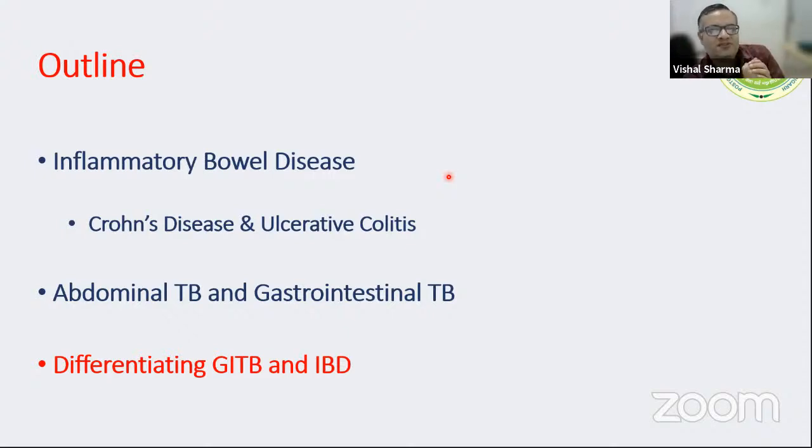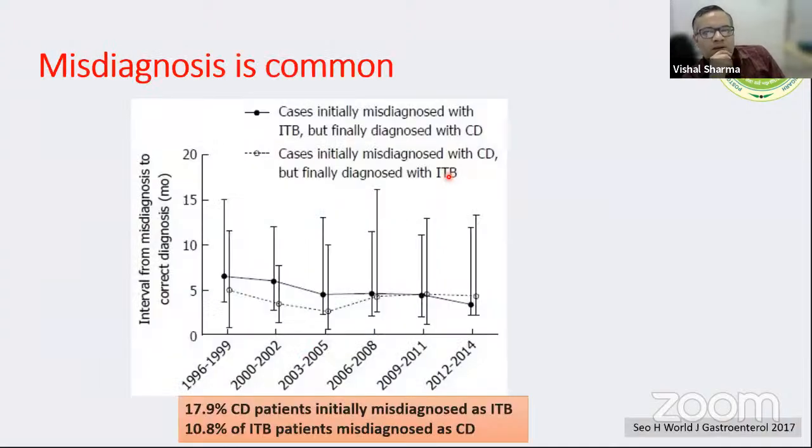But the problem is differentiating Crohn's disease and TB, because in India, why is this important? We must understand why this is important. Because even in countries where tuberculosis is not very common, and this is data from South Korea, you can see that there is a lot of misdiagnosis rate. 18% of Crohn's disease patients were misdiagnosed as TB. And 11% of TB patients were misdiagnosed as Crohn's disease.